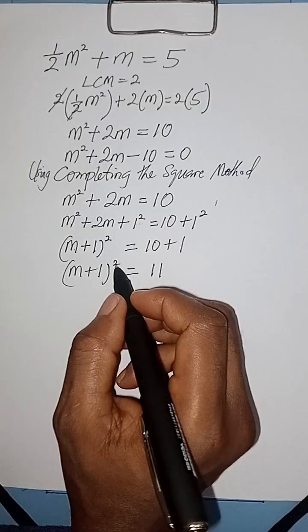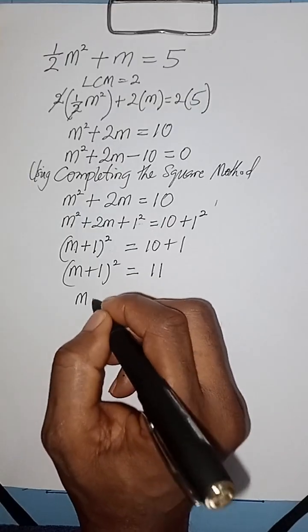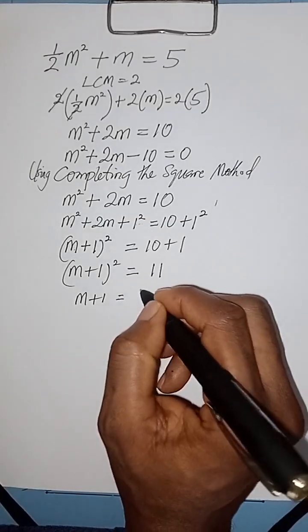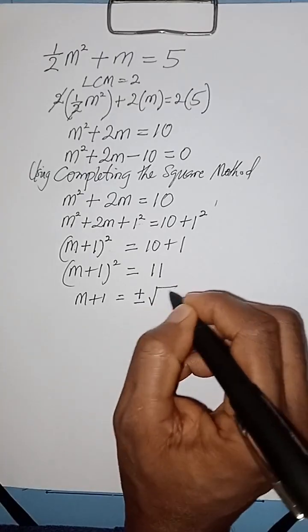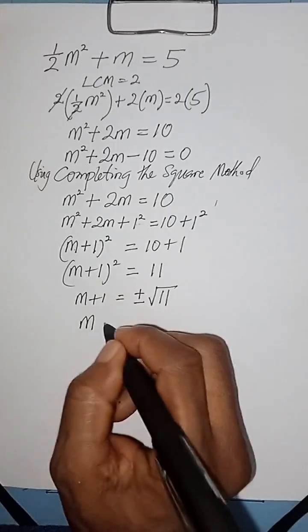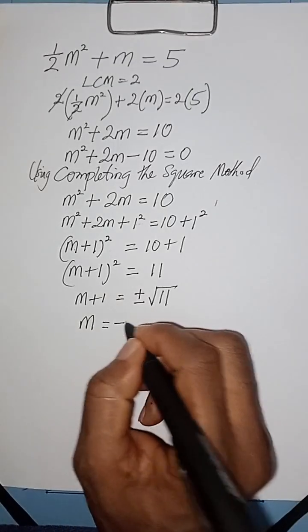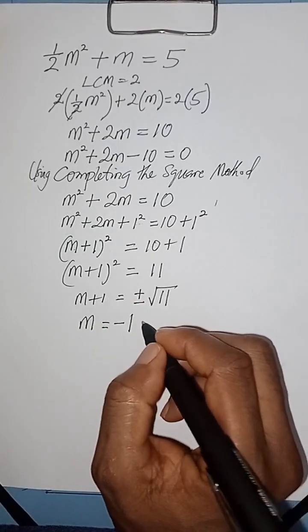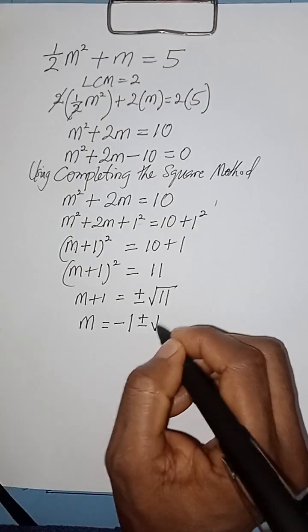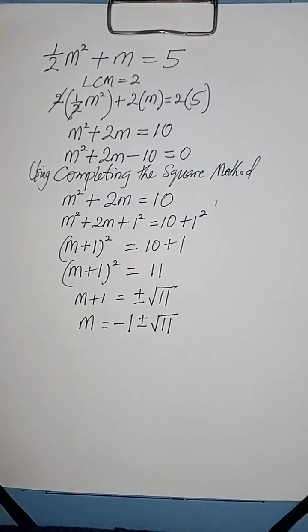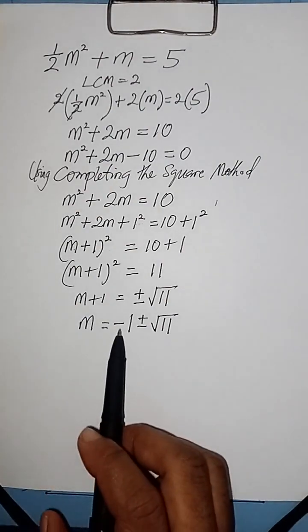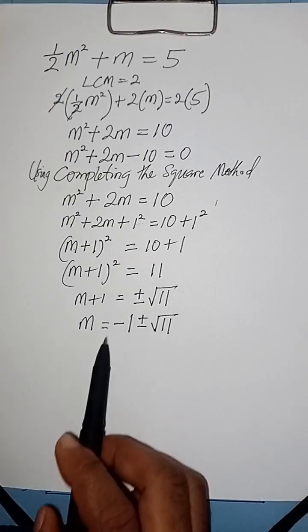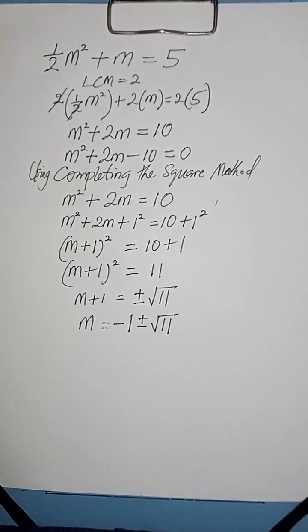So how do you take the square from here? You take the square root of the other side and introduce your plus or minus. So the value of m is equal to minus 1, when plus 1 moves to the right hand side of the equation, plus or minus root 11. So here we have the solution to our quadratic equation. m is minus 1 plus root 11 or minus 1 minus root 11. So this is the answer to the question.